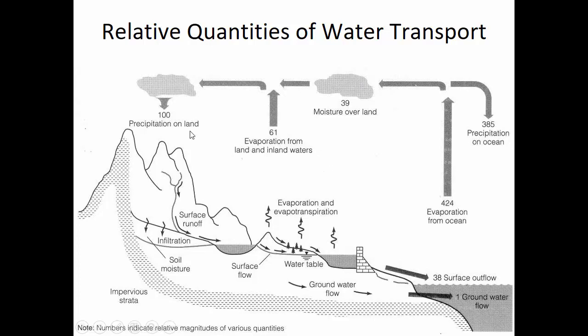But this quantitative representation gives you an idea of the relative fraction of the water that's getting back into the ocean from the surface. It's saying here 38 units of surface outflow compared to just 1 unit of groundwater flow. And that's because the speed at which water can move over the surface versus underground is so much greater.